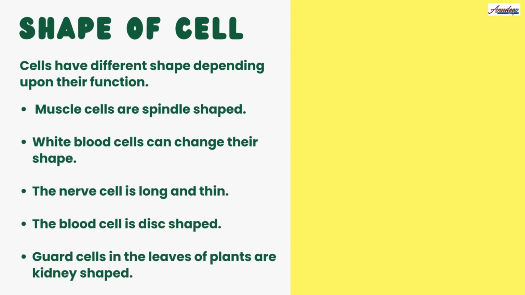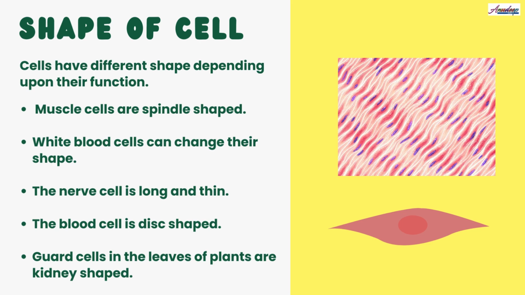Next we will see the shape of cells. Cells have different shapes depending on their functions. Cells may be rounded, spherical, oval, elongated, tubular, cylindrical, cuboidal or irregular. Let's see some examples. First, muscle cells are spindle in shape. That is long and pointed at both the ends so that they can contract and relax easily.